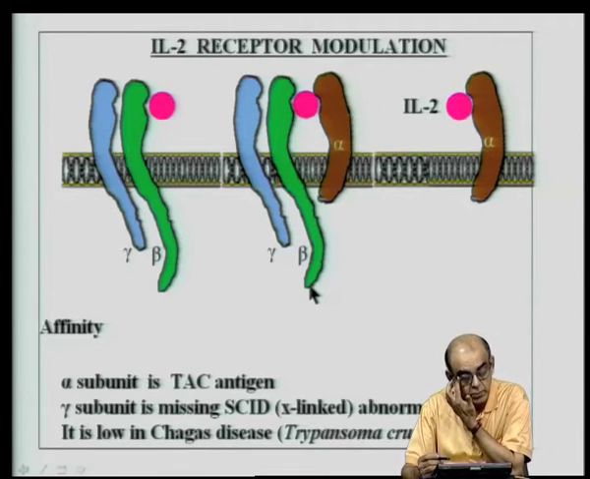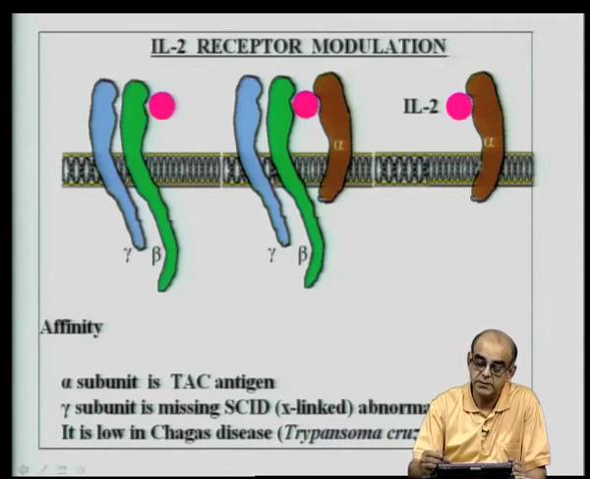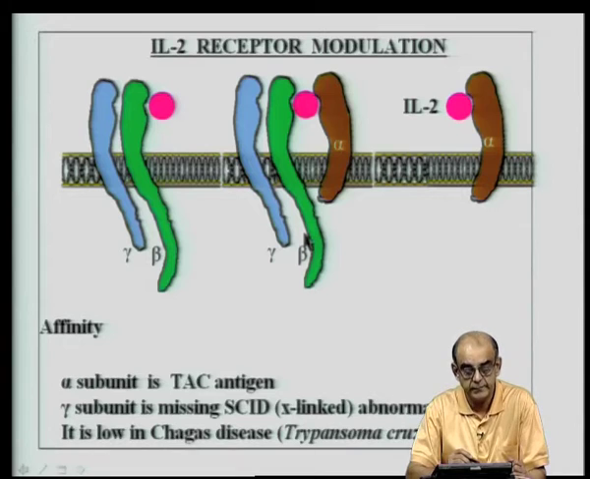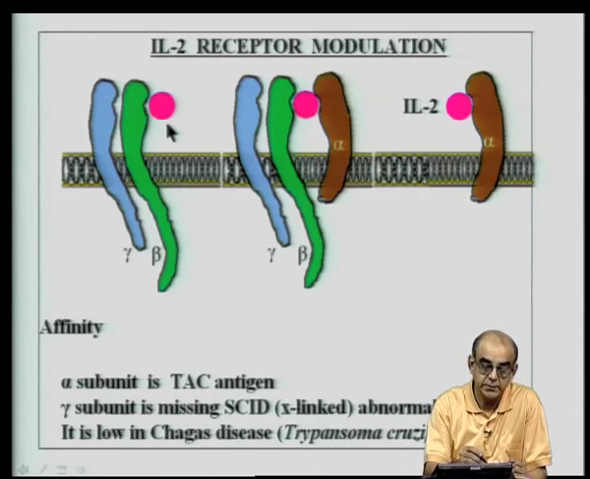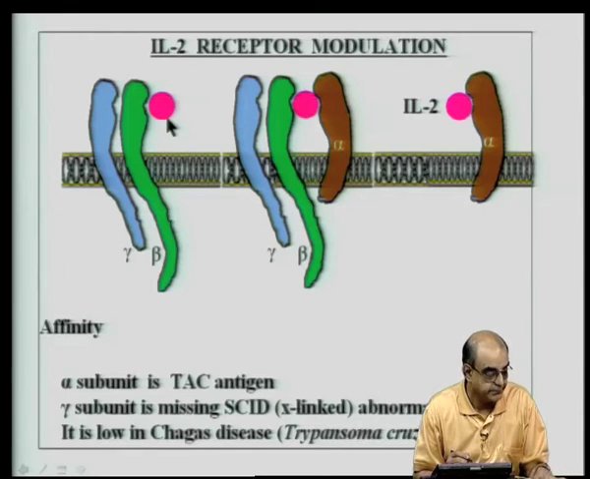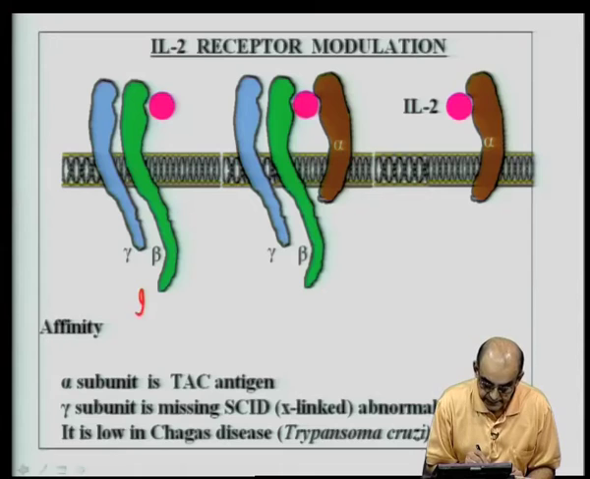intracytoplasmic tail. So, what happens is that on a normal naive T cell, you do not have as much of the alpha subunit, but it has the beta subunit and the gamma subunit at very low concentrations. So, what happens is that these particular beta and gamma subunits are able to bind to the IL-2 ligand with what you call an intermediate affinity. So, this particular subunit combination is of intermediate affinity.